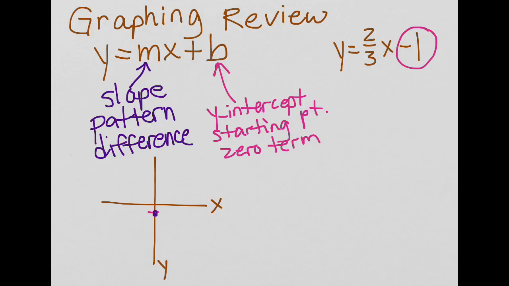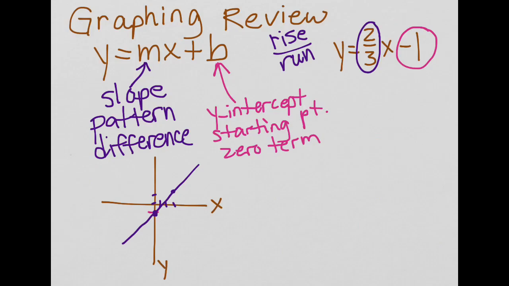Now our pattern, what were we doing every time? We were going up 2/3 every time, or our slope is 2/3. And remember that we talked about last year the slope being rise over run. So for this particular slope, we're going to rise 2 and run 3. So from our starting point, we're going to rise 2 and then run 3, and that puts us right there. We can connect those two dots, and there's our line. So that's just a quick review. I'll do a couple more.